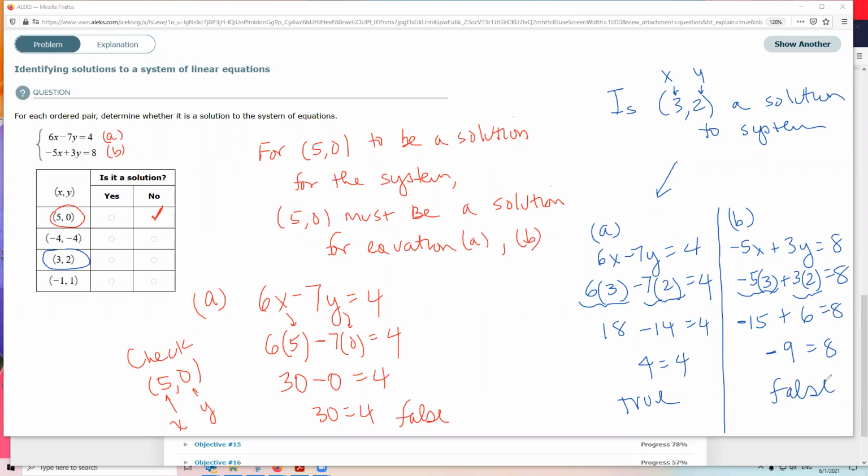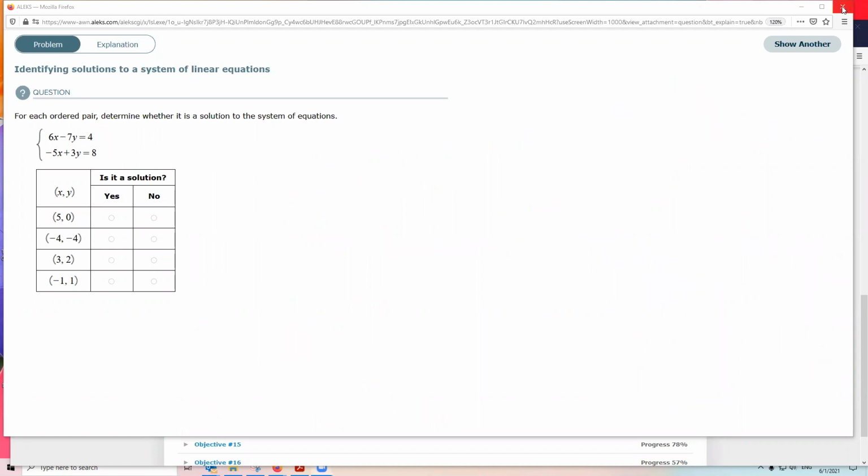So this is not a solution, right? Because this XY point would have to be a valid solution for both equations in order to be valid, which it's not. So the answer here is a no. So the answer here is also no. All right, so again, you have to get an XY point that's a valid solution to both equations in order for you to be able to say yes.